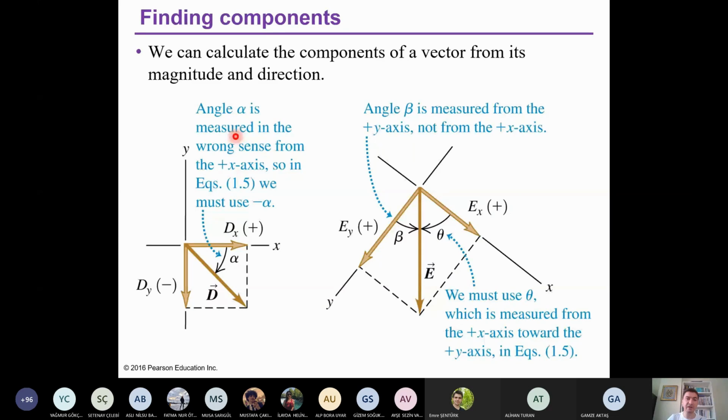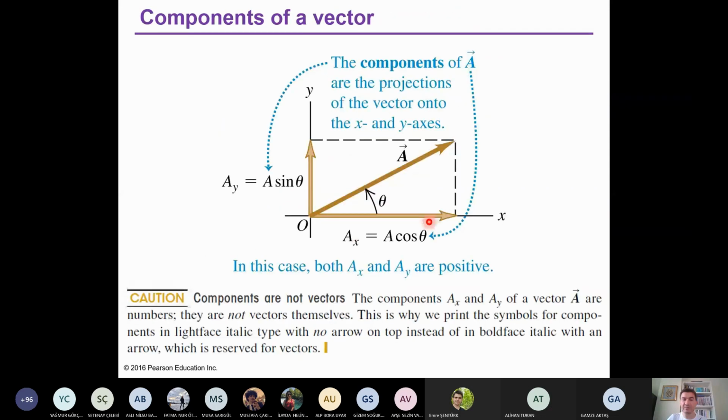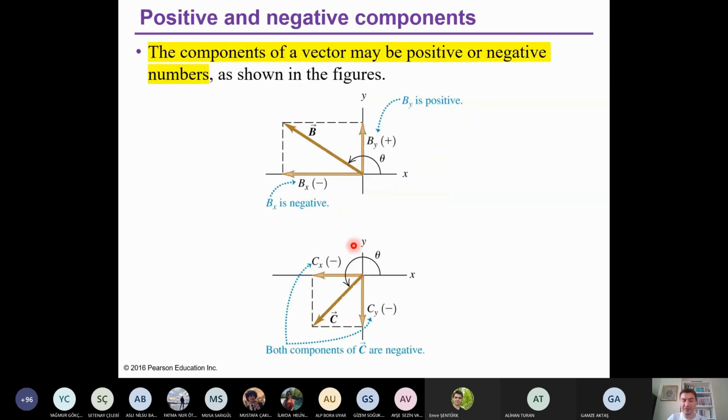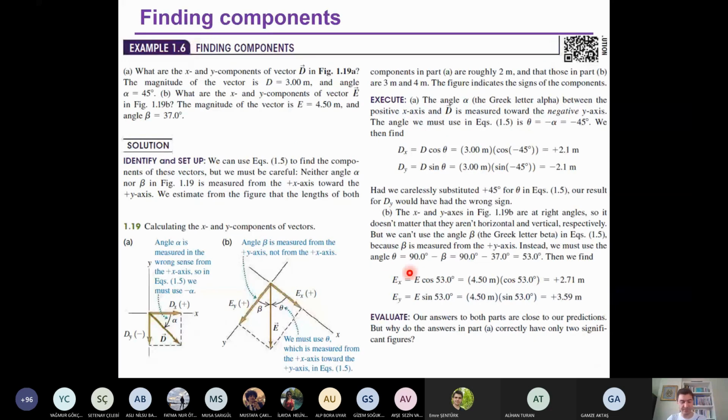So in the calculations, if you would like to calculate Dx, you should use D times cosine theta, if you consider this one. But if you use positive alpha here, you will get a wrong result. I will discuss it. But first of all, I would like to draw your attention to something else.